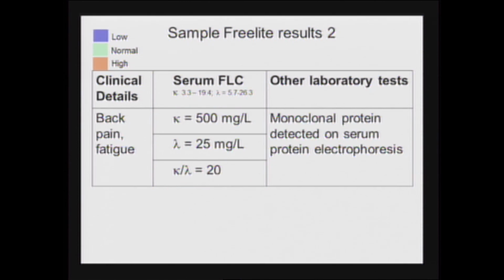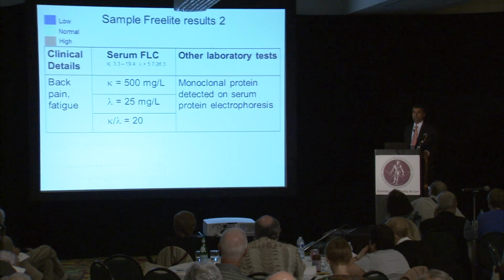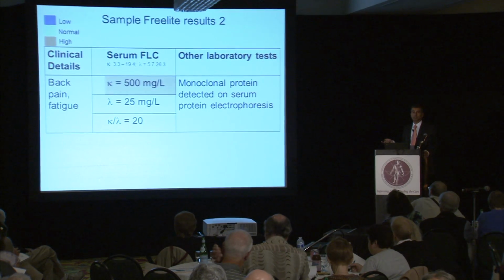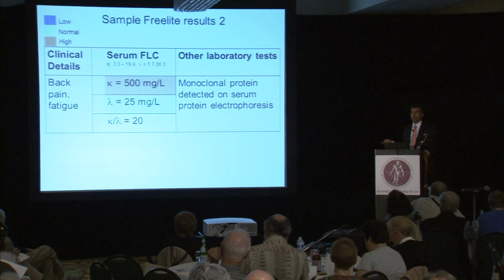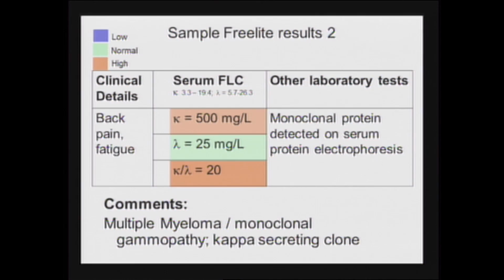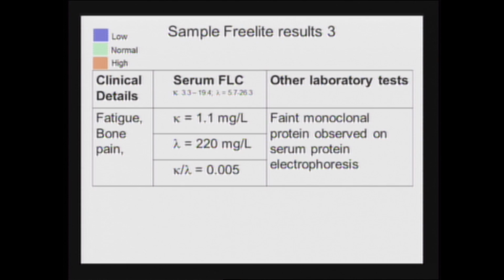Okay, another one. You've got a person coming in with back pain and fatigue, and they see a monoclonal protein on the serum protein electrophoresis. What do you say about the kappa result? Lambda? Normal. And so the ratio is high. Good. So the diagnosis would be likely multiple myeloma with a kappa secreting clone, because the ratio is high. Okay, last one. Can you guess what this one's going to be?